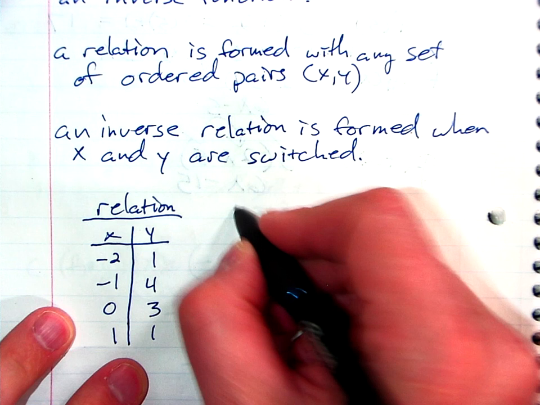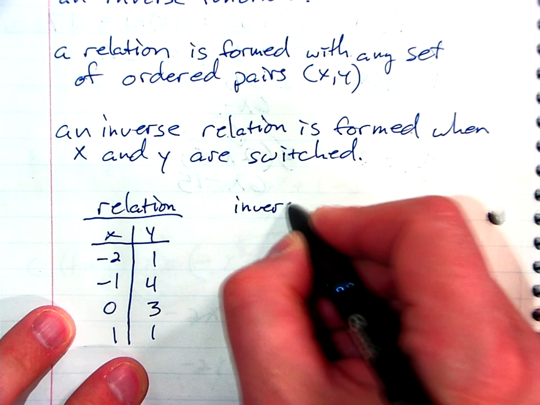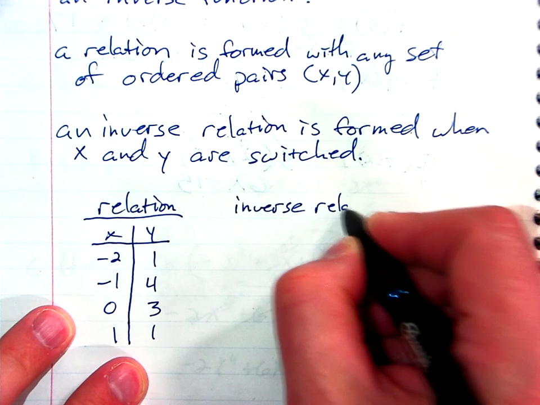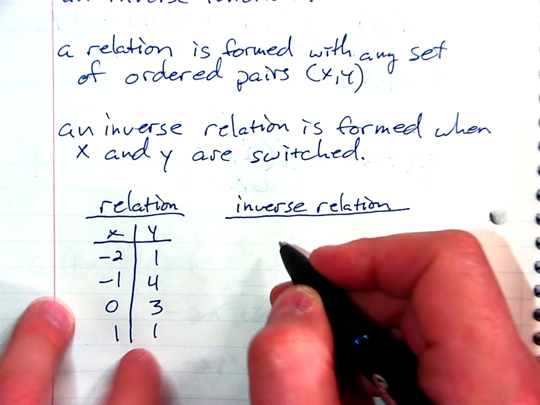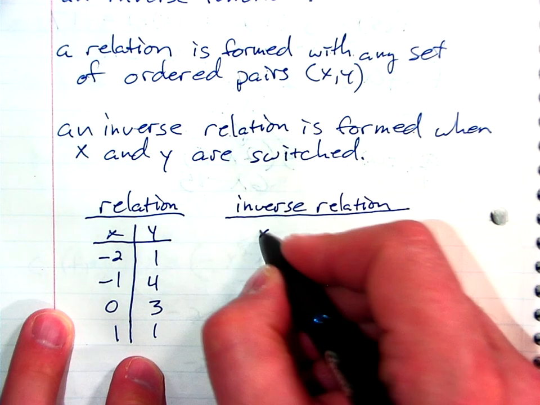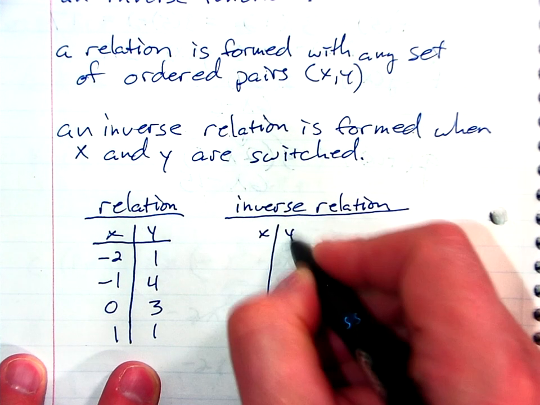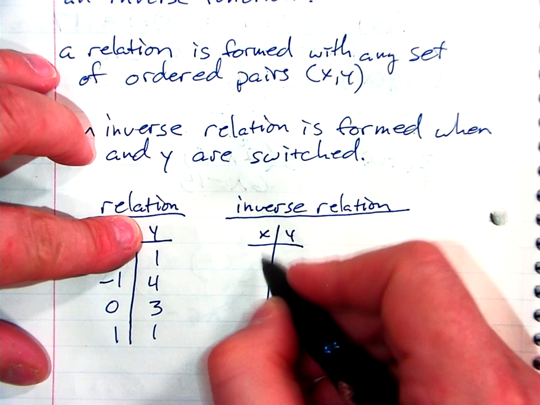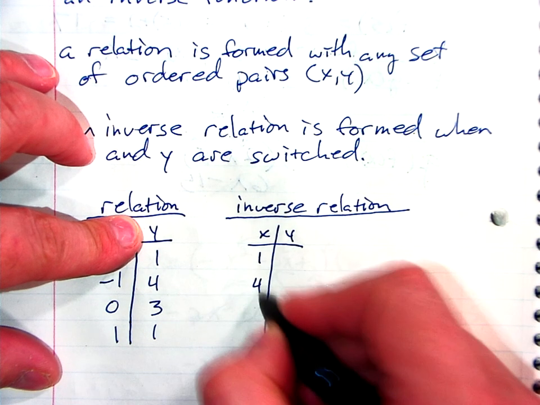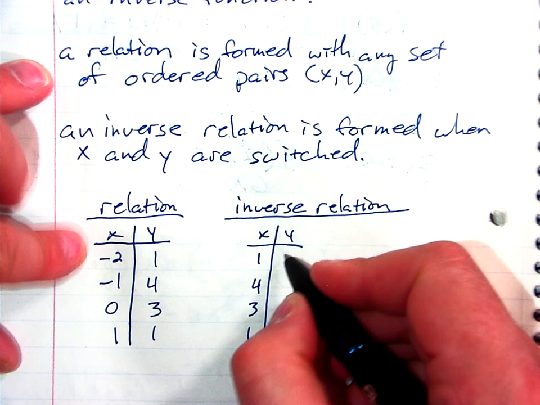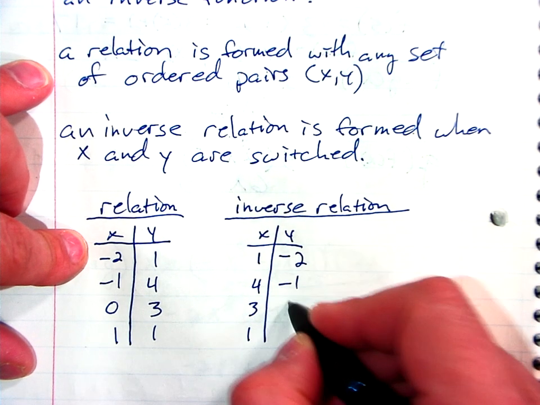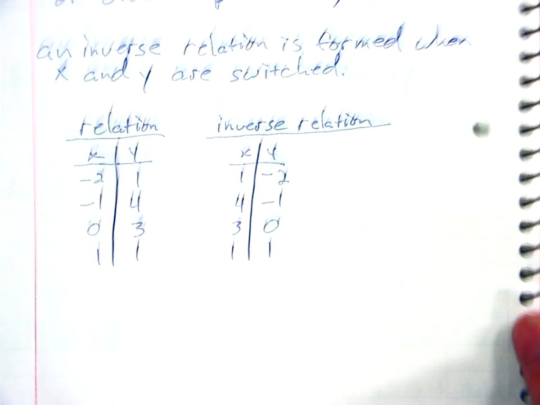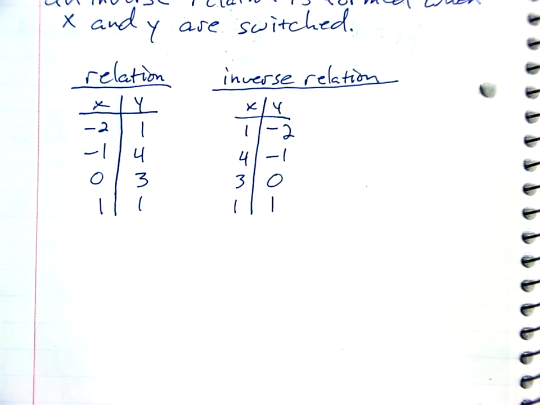Now, if we were to do an inverse relation, we literally just swap the x and the y's. So your y's would now become your x's, 1, 4, 3, 1. And your x's would now become your y's, -2, -1, 0, 1. So that's what an inverse is. You literally just swap your x and your y's.